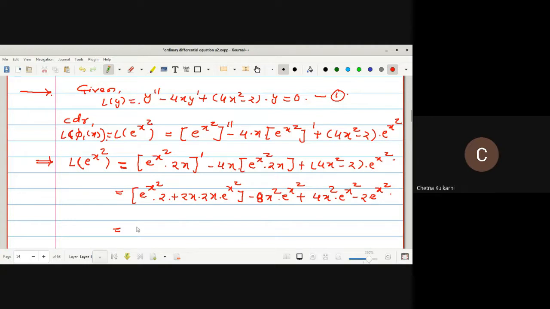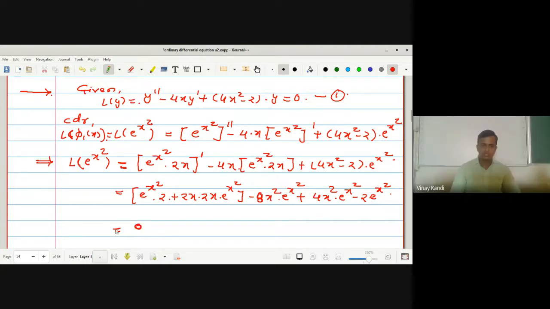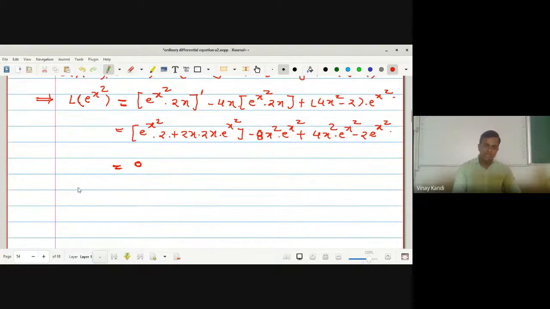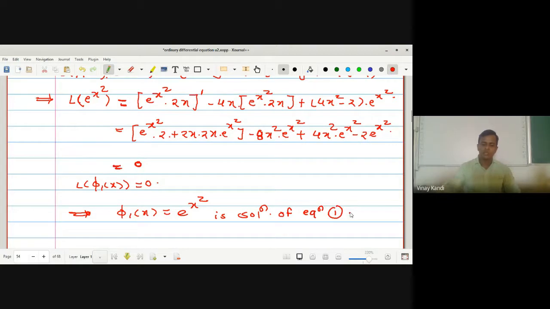All terms cancel to 0. So here we get L of phi 1 of x is equal to 0. It implies that phi 1 of x is equal to e raised to x square is a solution of equation 1. Any doubt up to here?